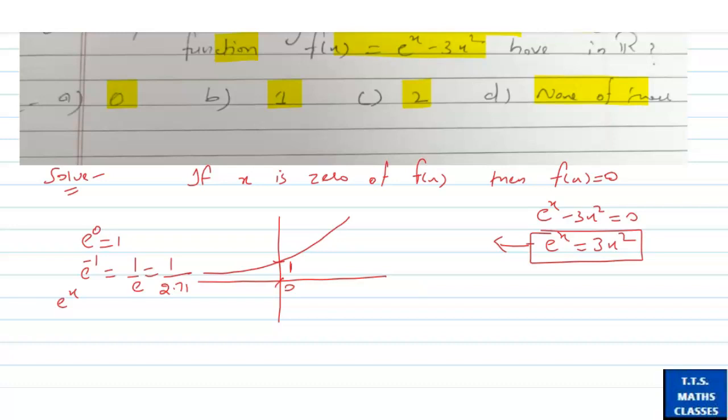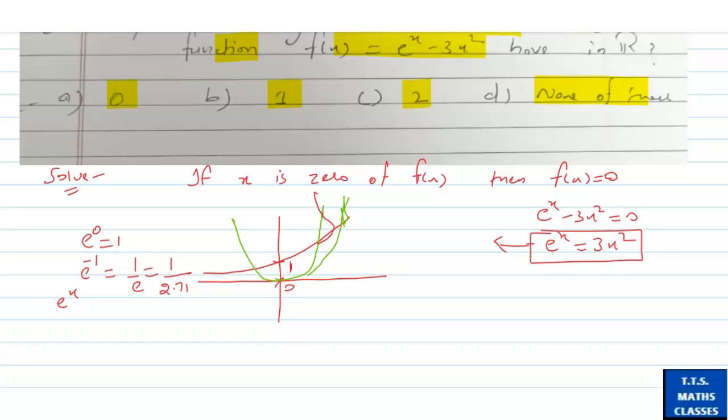Now the graph of 3x^2 is like this. Okay, so we can say that the function has at least two zeros. I used the words at least because I can't say exactly from this graph, because the graph of e raised to power x can also move to these sides, and the graph of 3x^2 can also be like that type. So I can't say exactly.